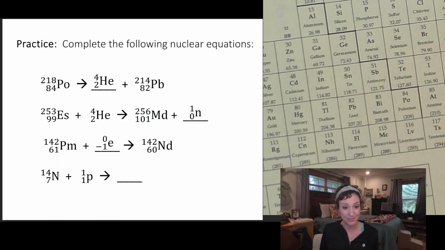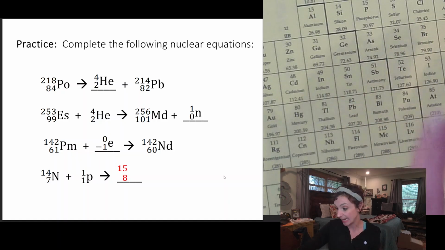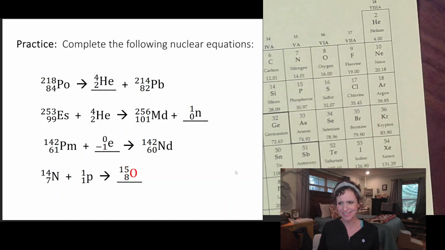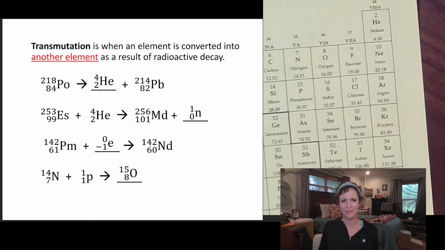Okay, and then last one right here, we've got nitrogen-14, and it looks like he's coming together with a proton, which means the top number is a 15 and the bottom number is an 8. Let's see who is atomic number 8. Oh, y'all, that is oxygen. So this is not a big deal for us. It's actually kind of satisfying because, you know, they're fun.